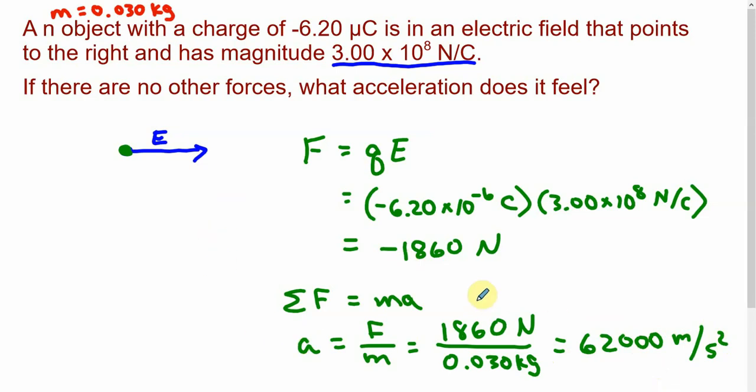That's the magnitude. So I should draw the picture. So our force is going this way to the left, right? Because it was negative, and it's the opposite direction of the way E is pointing. And the acceleration, of course, will be in that direction as well. So this object will be accelerated this way. Okay.